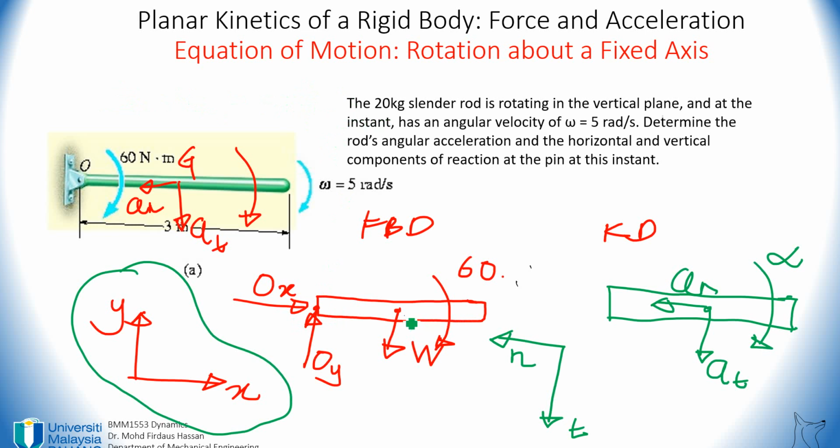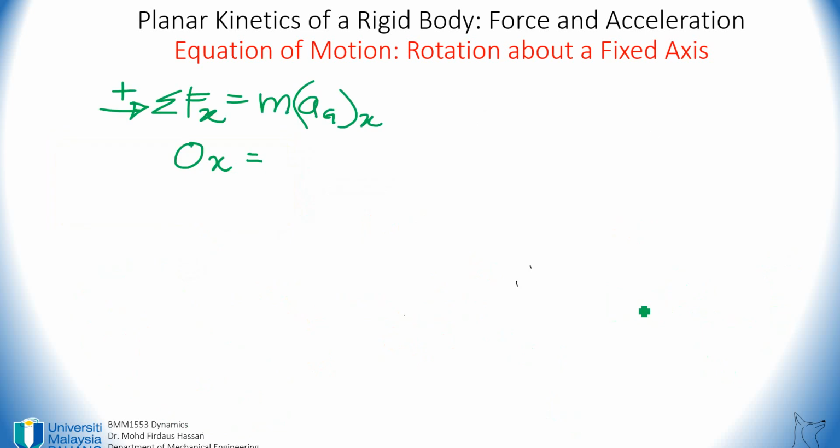AGX is what? If you see that in X you have only AN. So AN is to the left, so it will give you a negative. AN to the left in X, equal to AN. Instead of AGX, we put AN. The negative is because it goes to the left.